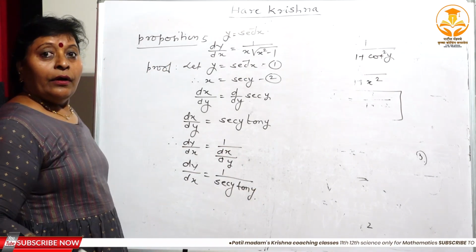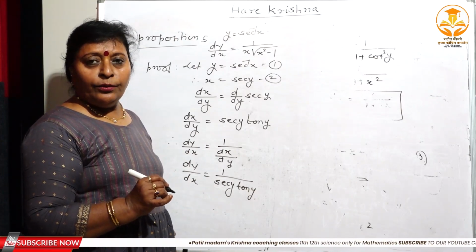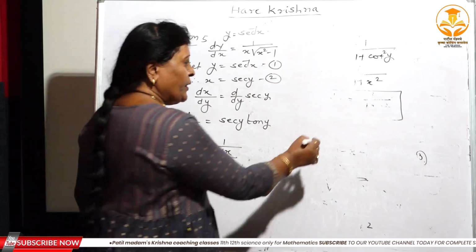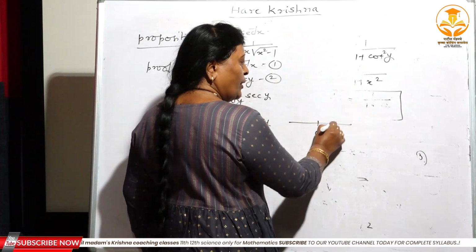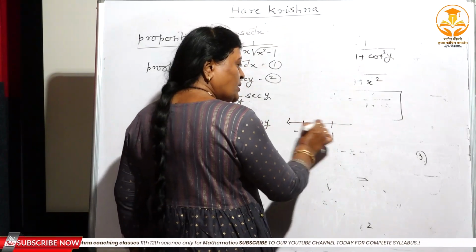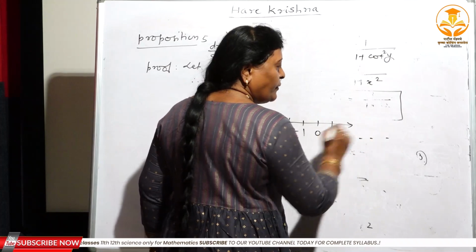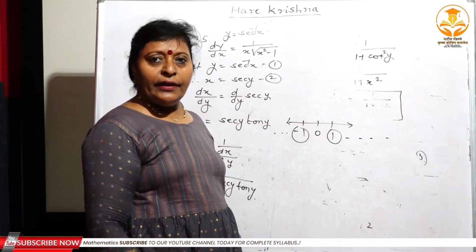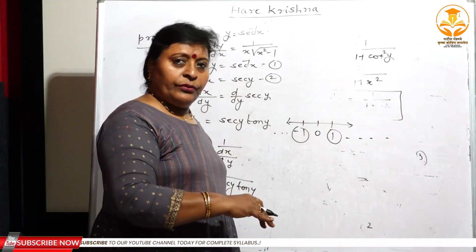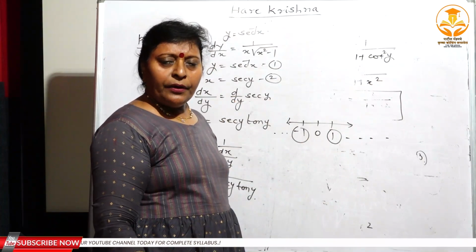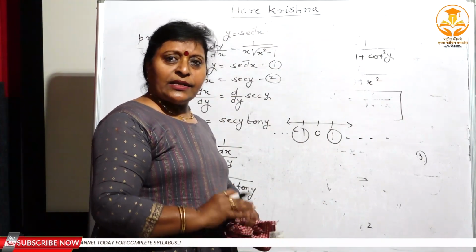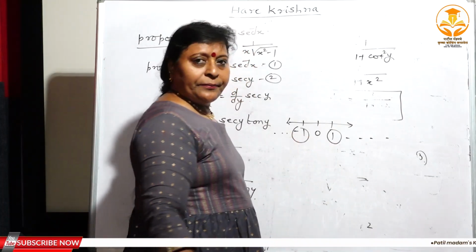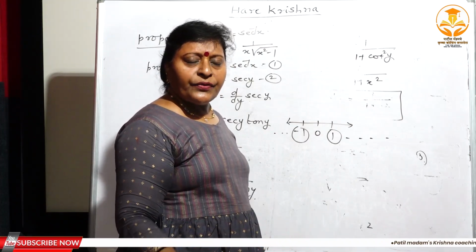Now here again, the sec function always takes the value 1 and greater than 1, minus 1 and less than minus 1. If you see the number line, this is 0, this is 1 and this is minus 1. Values greater than 1 are all real numbers, and less than minus 1 are also real numbers. Therefore, the sec function takes real numbers, but it does not take the real numbers in between 1 and minus 1. Isn't it?